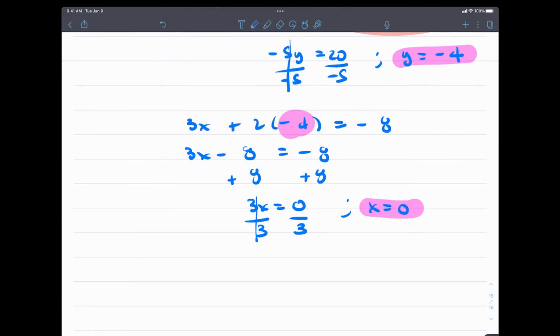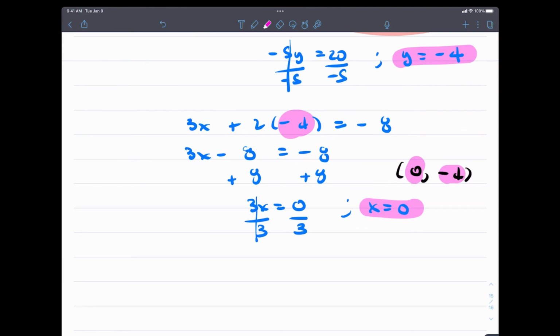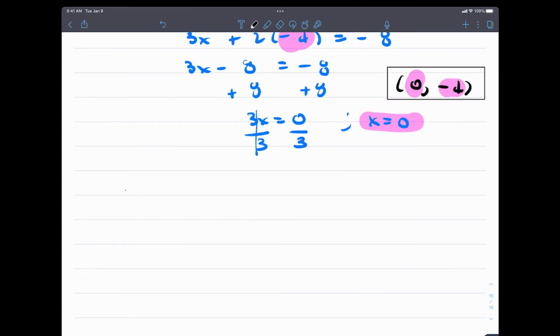So in honor of the 80s, we're going to use that pink. X is 0, y is -4. Here's pretty in pink. This is our solution, ladies and gentlemen. There we go. This is solving our system here.